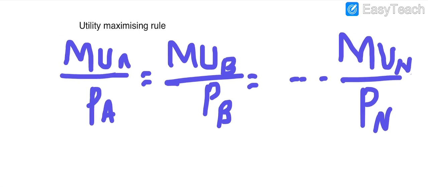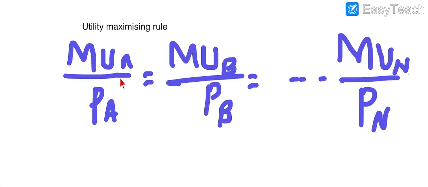So finally, what will be the utility maximizing rule? When we are purchasing different types of commodities A, B and so on, the marginal utility of these commodities will be equal. For example, the marginal utility of commodity A will be equal to the marginal utility of B and so on, up to the nth unit. This is called the utility maximizing rule.